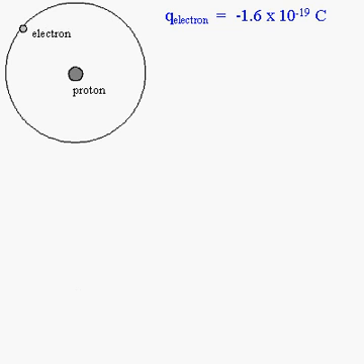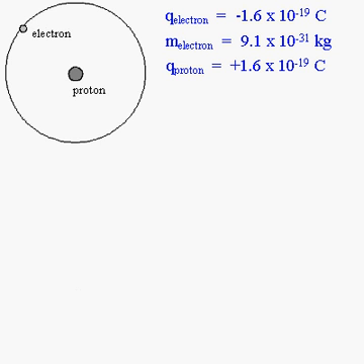In this example, we're dealing with the Bohr model of the hydrogen atom. There's a proton in the center of the atom and an electron orbiting around the proton. The charge on the electron is negative 1.6 times 10 to the minus 19 coulombs. The mass of the electron is 9.1 times 10 to the minus 31 kilograms.